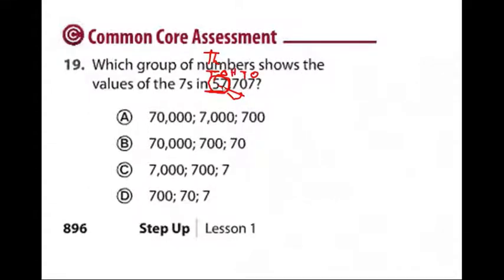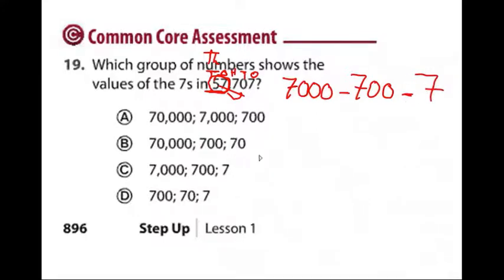Now, can you find the value of the sevens here? Let's start with the first 7 on the left. 7 in which place value? In thousands. So it's 7,000. 7,000 means how many zeros? 3 zeros. Very good. Now the second 7 on the right. 7 in which place value? Hundreds. So 700. I will write 7 and how many zeros? 2 zeros. The last 7 on the right is in the ones place, so it's only 7 without any zeros.